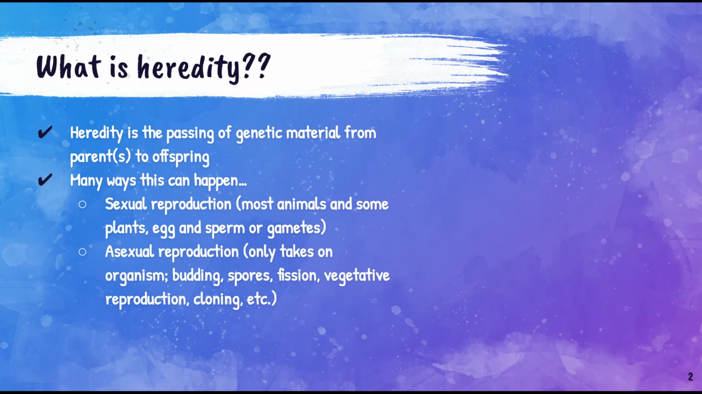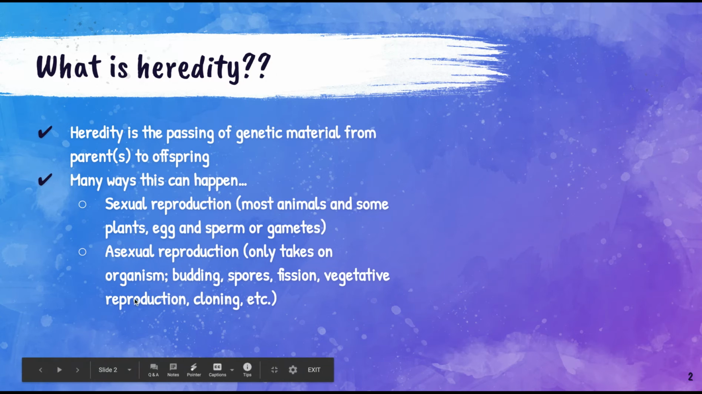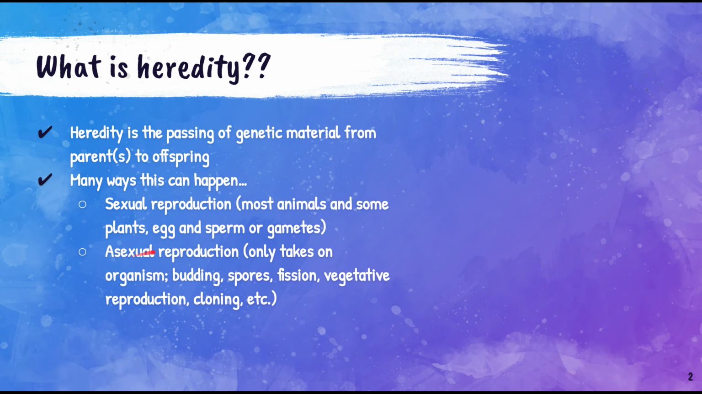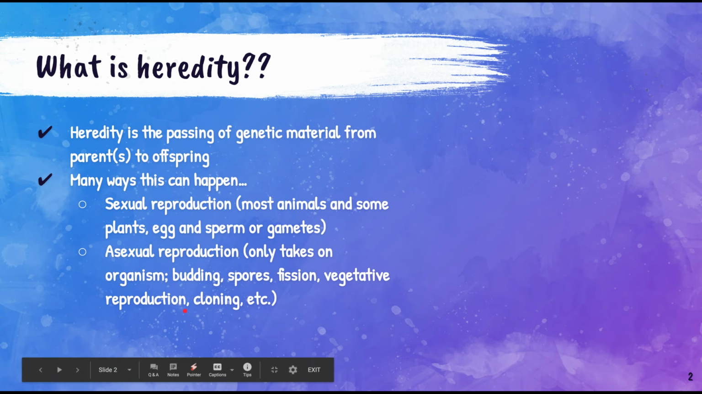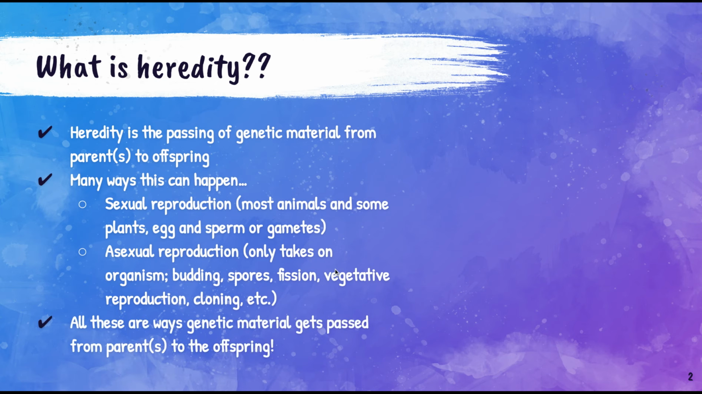Also, another way is asexual reproduction. This A in front of sexual means without it. So this is without sex that happens, but it only takes one organism. Budding is when something grows out of it. Spores is when spores fall out of the bottom of it, like of a plant, like a fern. Fission is when it splits in two, like bacteria, and vegetative reproduction is when a plant kind of grows off another little plant, and cloning. So those are without sex, and those are all ways that genetic material gets passed from parent to an offspring.